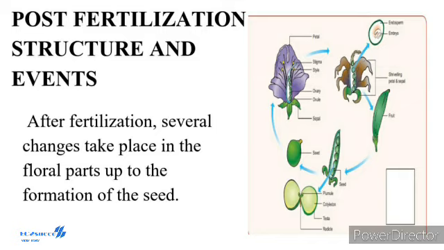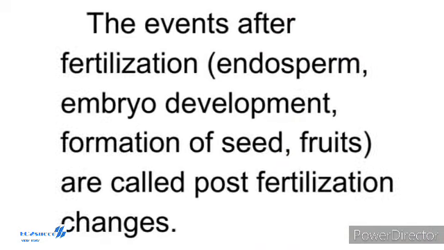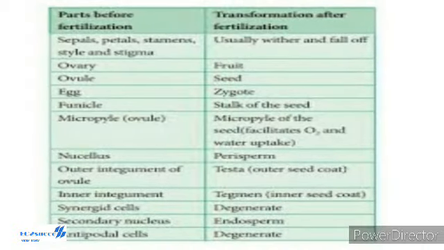After fertilization, several changes take place in the floral parts up to the formation of the seed. The events after fertilization, that is endosperm and embryo development and formation of seed and fruits, are called post-fertilization changes. After fertilization, all the parts of the flower, such as bracteole, calyx, corolla, stamen, etc., except the ovary, wither away. The ovary forms the fruit.